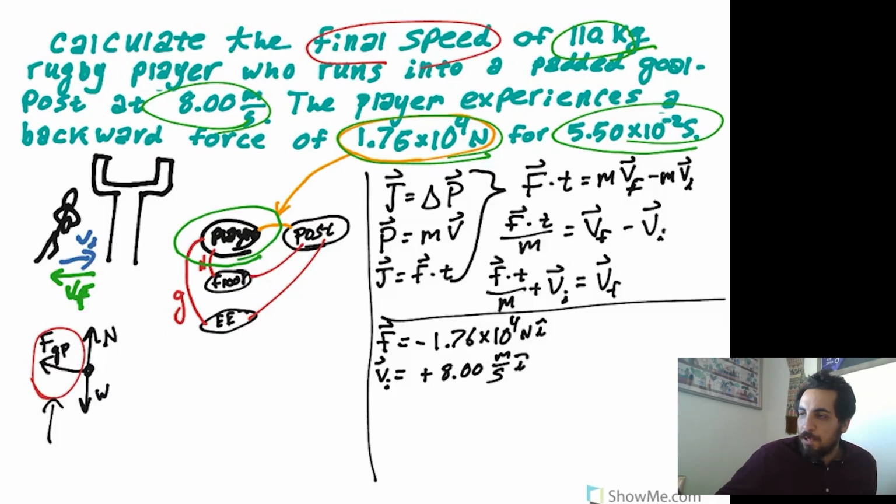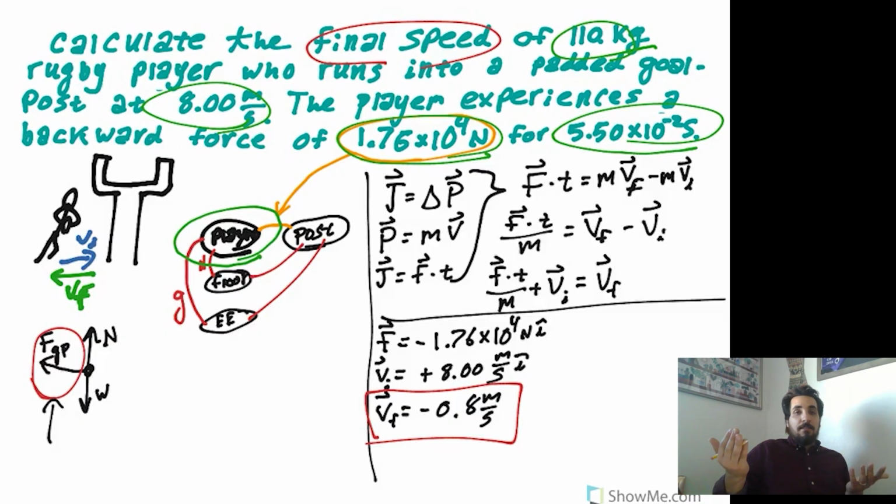So you take this, we plug it all in, and what you'll find is that the final velocity is equal to negative 0.8 meters per second. Negative meaning to the left, and that's exactly what we predicted, that the rugby player will be moving to the left. So that gives us our final velocity.